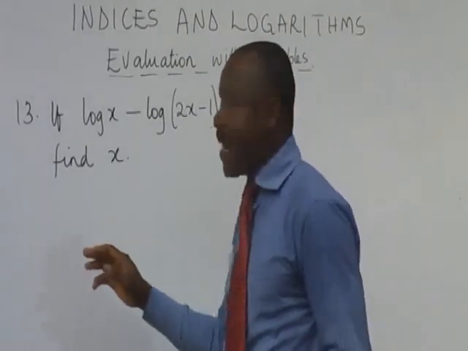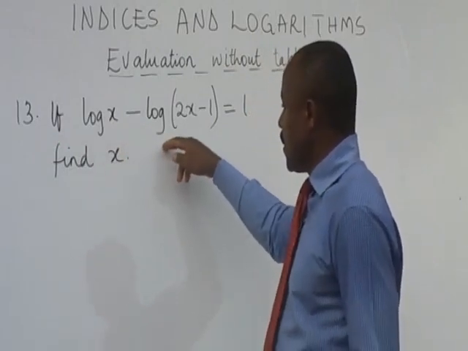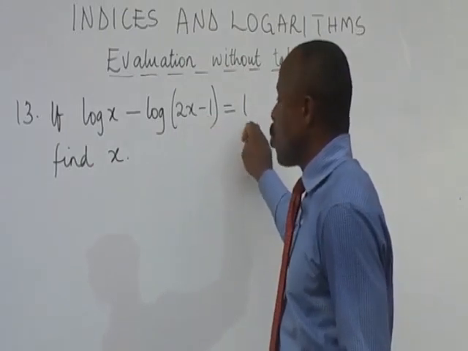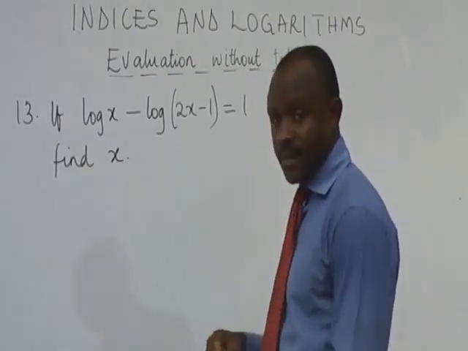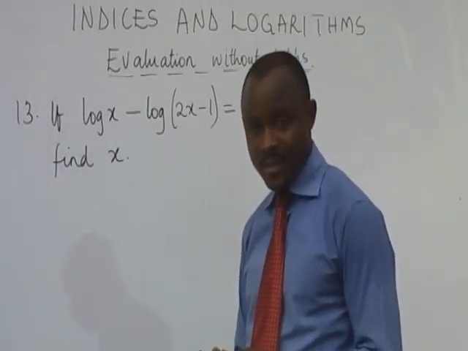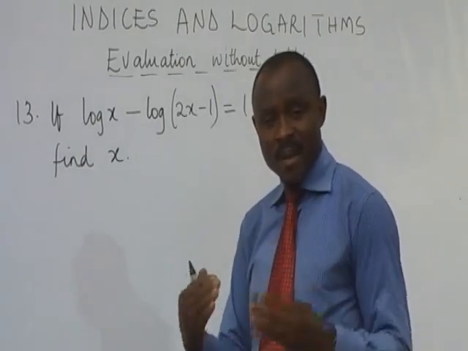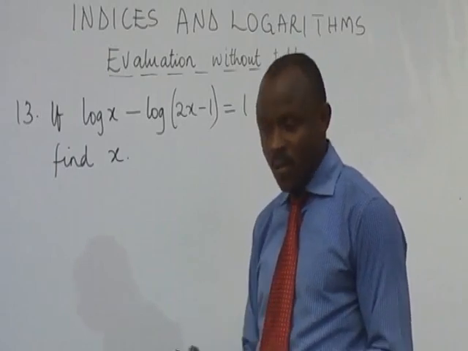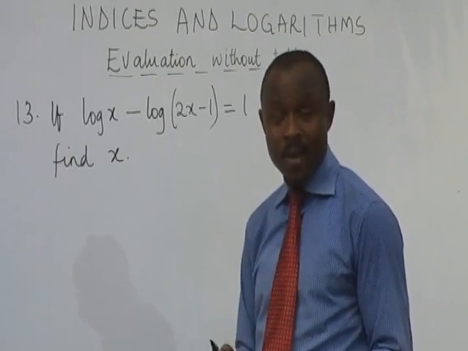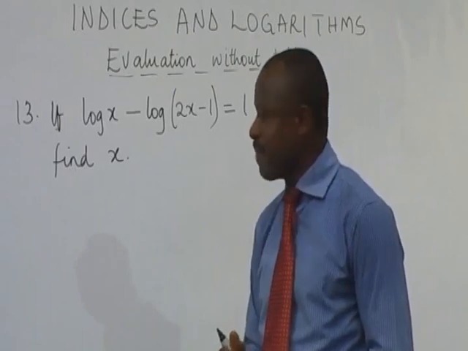Question number 13 says, if log x minus log bracket 2x minus 1 bracket closes is equal to 1, we should find x. Don't worry. They will keep on telling us to find x. They will keep losing x and keep giving us the assignment to find x. We'll keep finding x. If they cannot pay us here for finding x for them, God will pay us. So let's find x for them here.